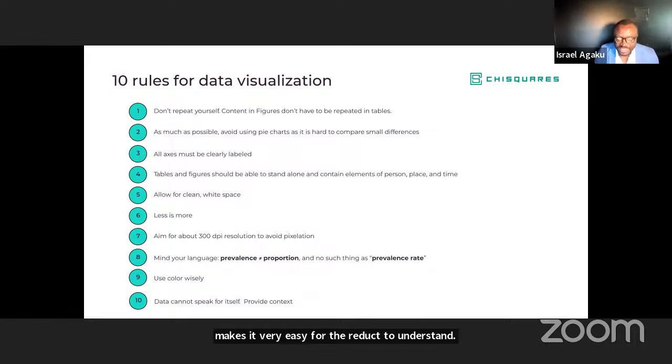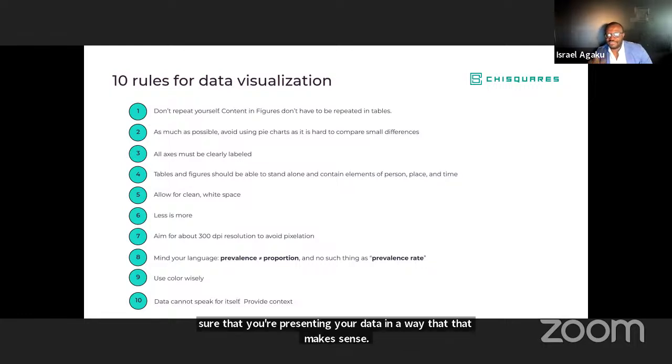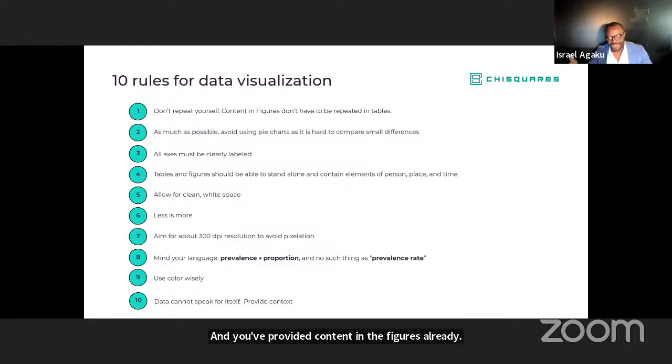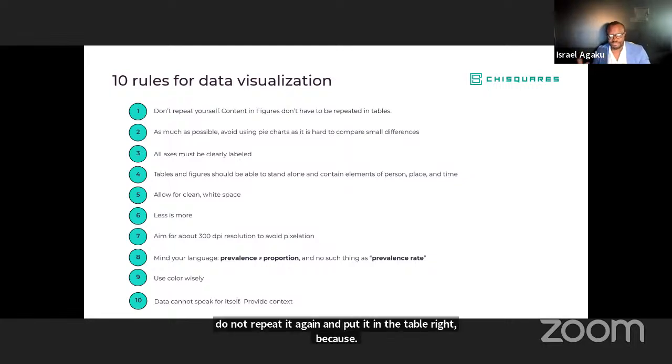So in a nutshell, here are 10 rules I have for making sure that you're presenting your data in a way that makes sense. Number one is don't repeat yourself. If you're writing a manuscript and you've provided the content in the figures already, please do not repeat it again and put it in the table, right? Because the figure is a way of expressing results in and of itself.